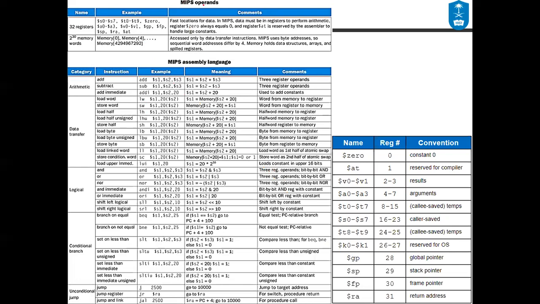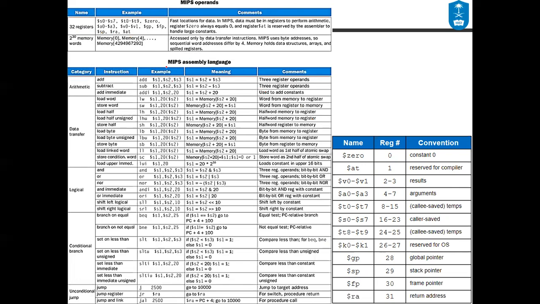So the first is the MIPS operands. We have 32 different registers, as you can see listed here, and we have 2 to the power of 30 memory words, beginning from the memory word at location 0 up to this location. Now, we have those 32 registers listed here from register number 0 all the way to register number 31, and each one has its own purpose as it's stated here in this column.